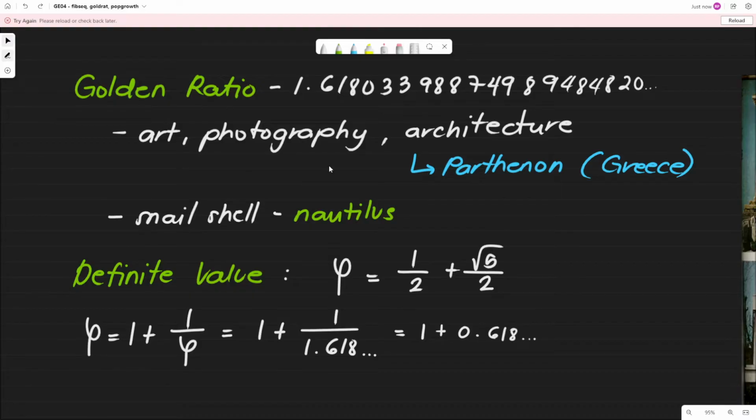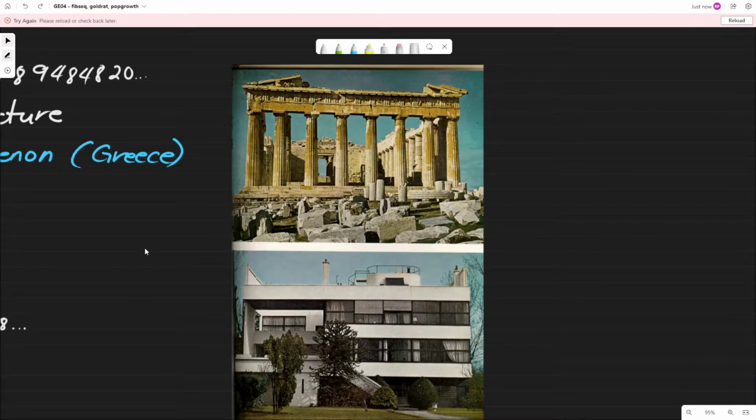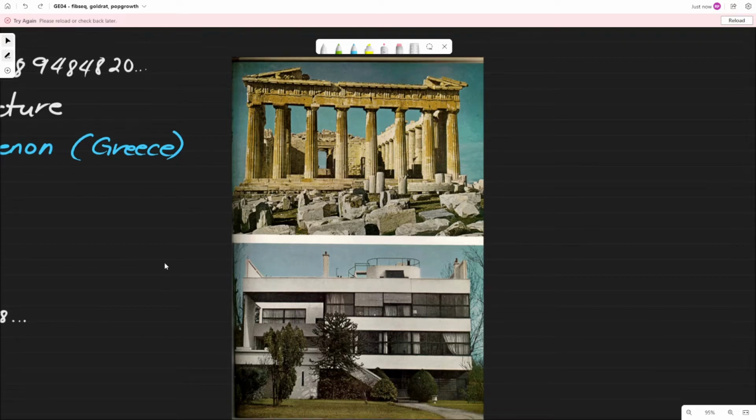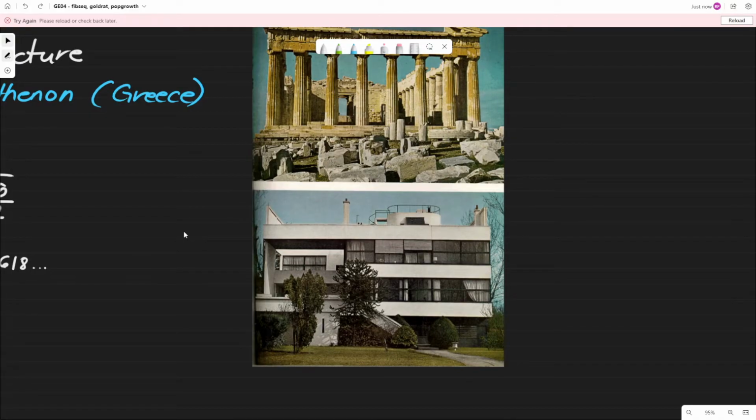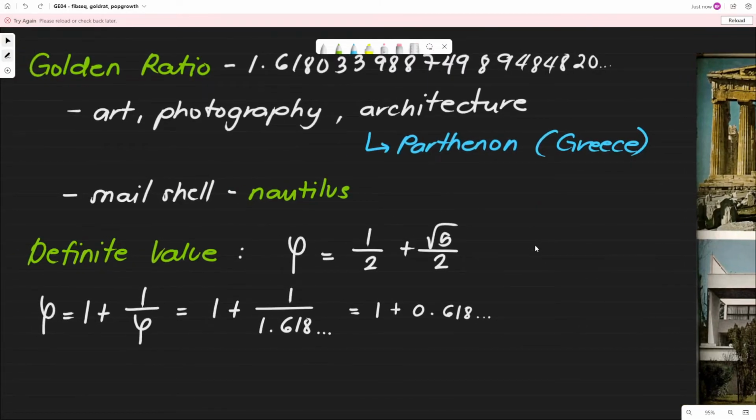Sabi nga natin, yung mga aesthetic na bagay. One example is the Parthenon sa Greece. Ito, kung makikita ninyo, this was actually based on the golden ratio. Then we have here the modern application in architecture. This is a house in the US, no? Pinattern yung dimensions niya with the golden rectangle, which also abides by the golden ratio.